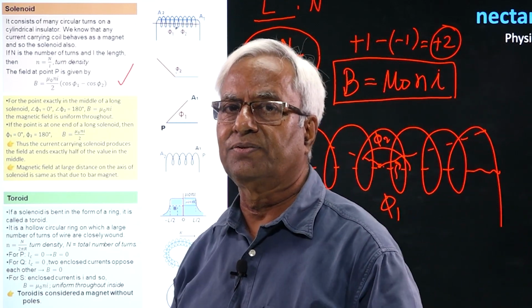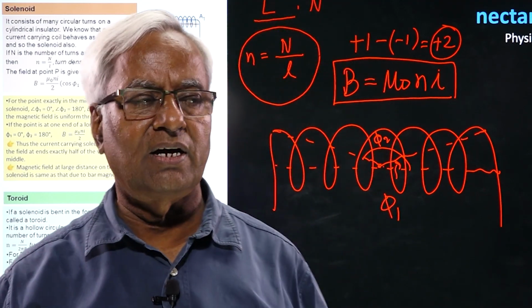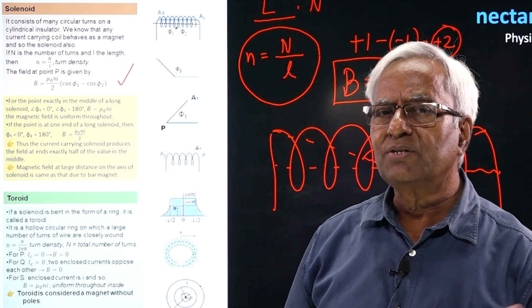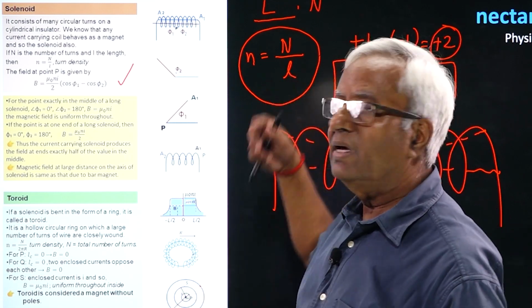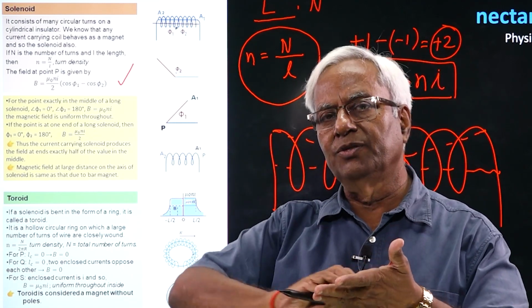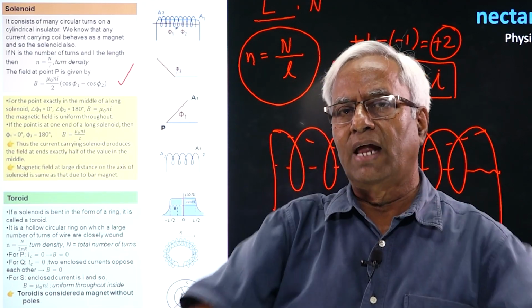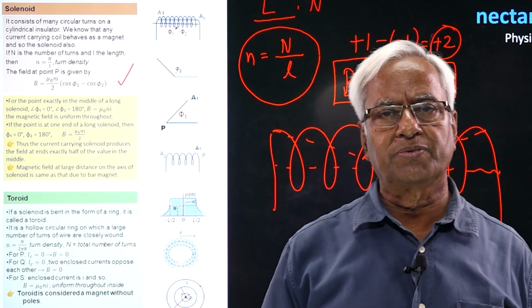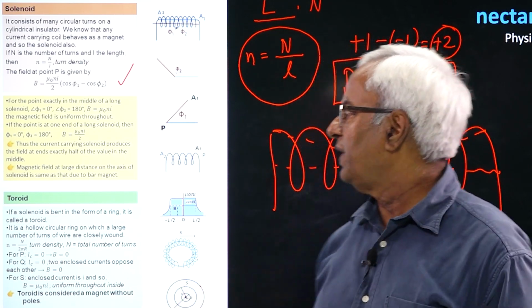How interesting it is. You are not finding any location or angular coordinates over here. So you could say that the field is uniform throughout the solenoid. That is why I pointed out earlier, it is a better choice for producing a uniform magnetic field.